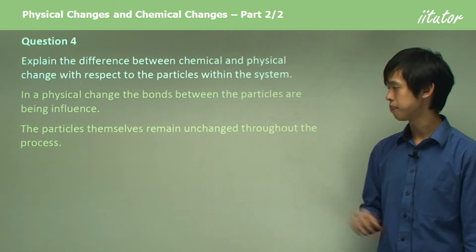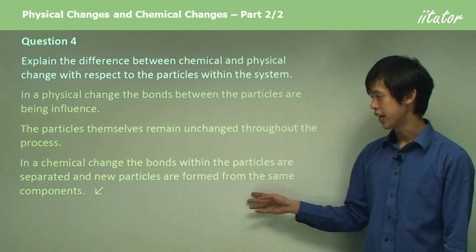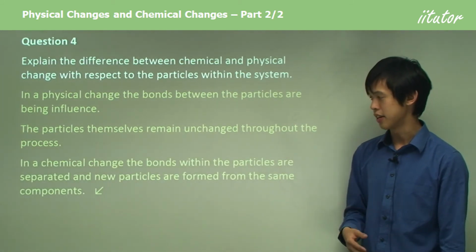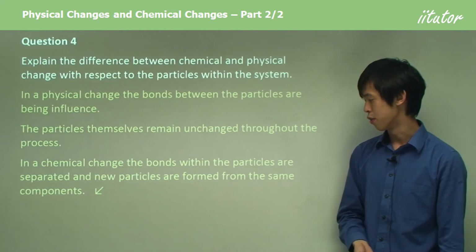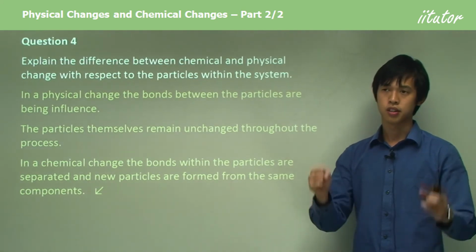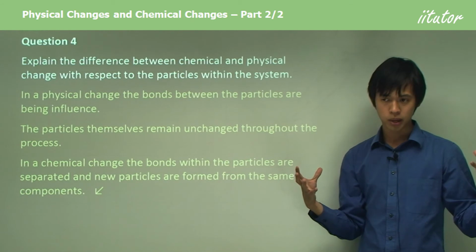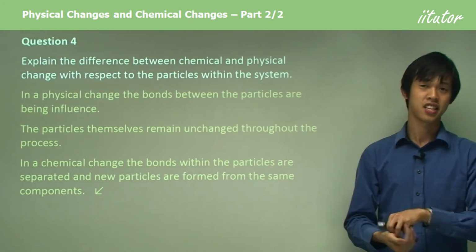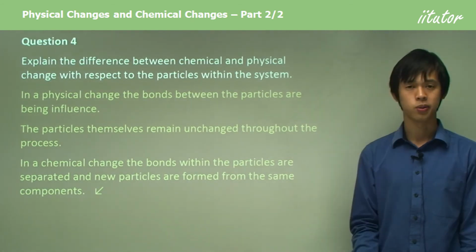In a chemical change, the bonds within the particles are separated and the new particles are formed from the same components. So the particles themselves are broken up into their components and put back together in a different way, and that's a chemical change.